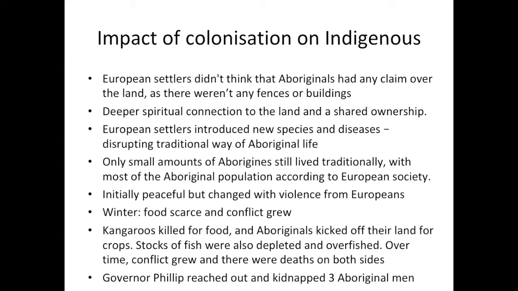At the time, European settlers didn't think that Aborigines had any claim over the land, as there weren't any fences or buildings. However, there was a deeper spiritual connection to the land, and a shared ownership. European settlers, upon landing, introduced new species and diseases, disrupting the traditional way of Aboriginal life. From the disruption of the culture, only small amounts of Aborigines still live traditionally, with most of the Aboriginal population living according to European society. Initially, interactions between the two peoples were peaceful, but that changed with violence from the Europeans.